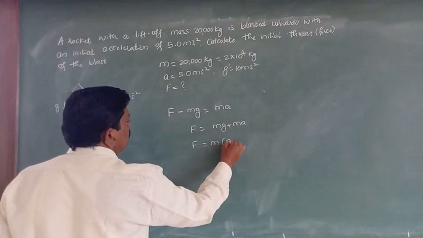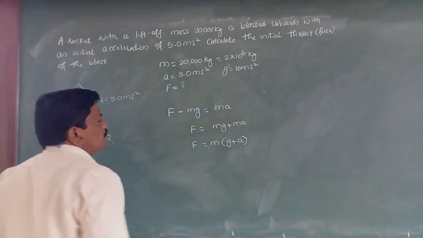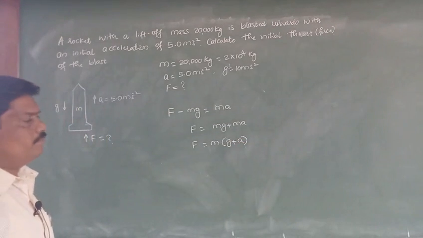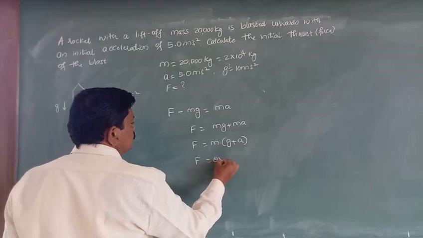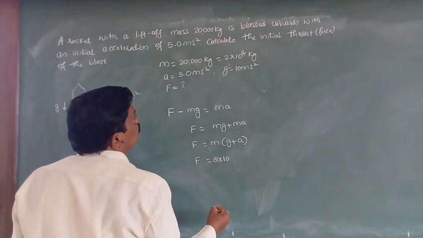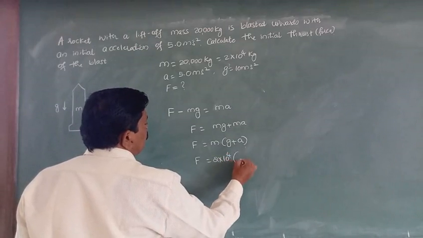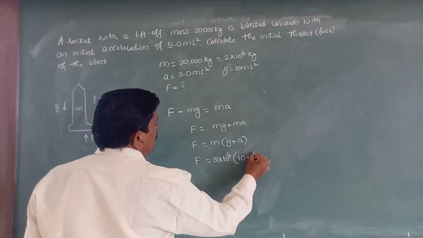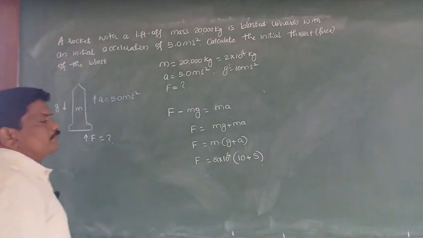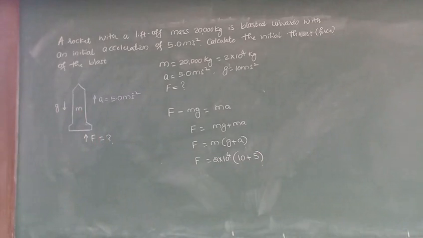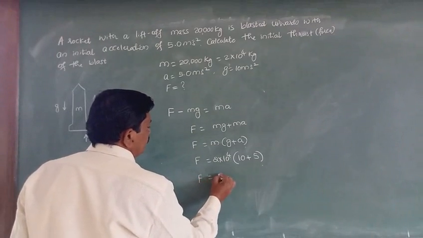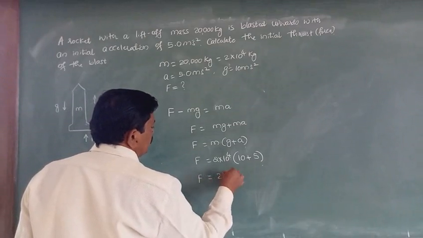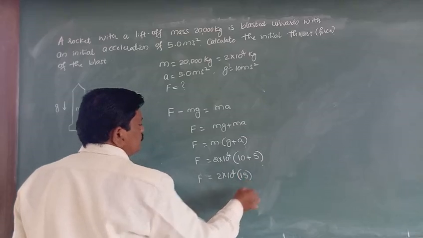Mass is common, so use m bracket g plus a. So F equal to m as 2 into 10 raised to how much? 4. g as 10, a as 5. Okay, so F equal to, which is 15.